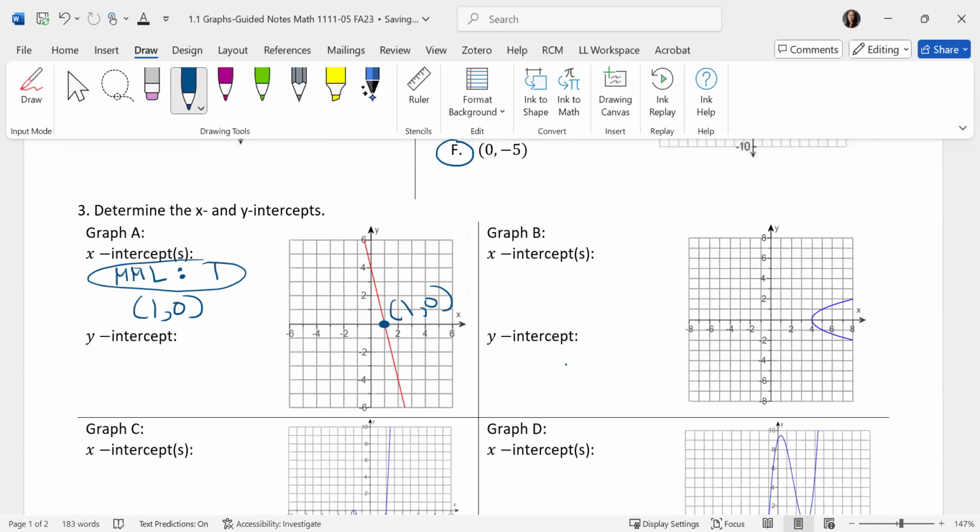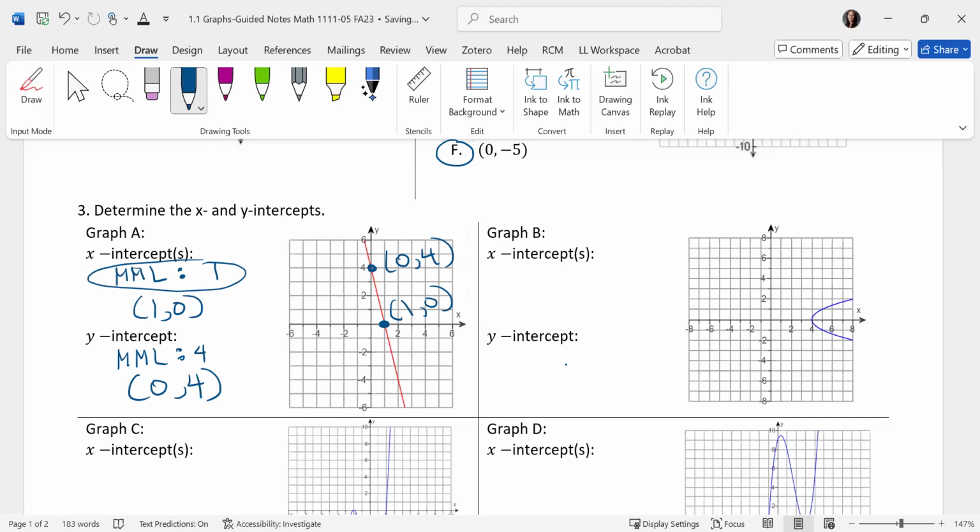The y-intercept is where the line crosses the y-axis, so it's crossing the y-axis right there. And in MyMathLab, you're going to just type in 4. But what is that as a point? It's 0, comma 4. And so make sure, for my exams, on my exams, you type in 0, 4.